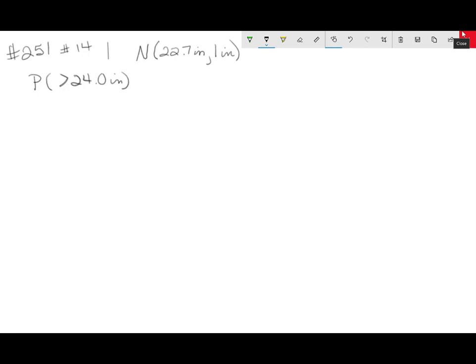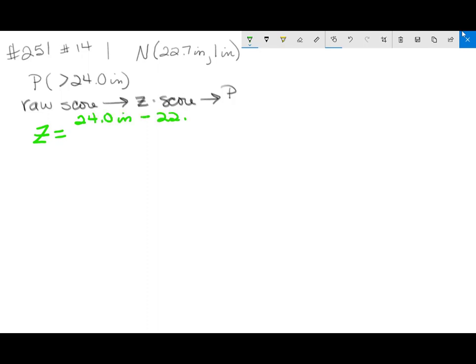The first thing we need to do is turn this into a z-score. So remember, we're going to have a raw score, we turn it to a z-score, and then we can find the probability either using the table or using StatCrunch. So first thing I'm going to do is find the z-score, and the z-score is my score minus the mean divided by the standard deviation.